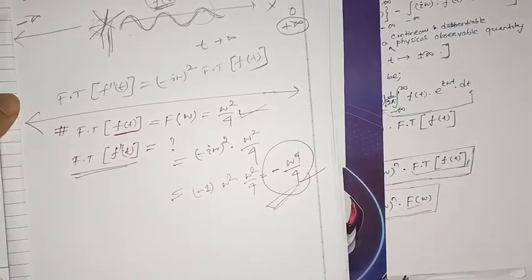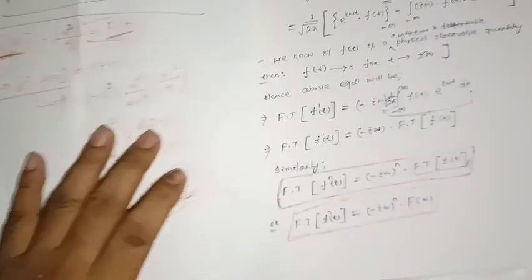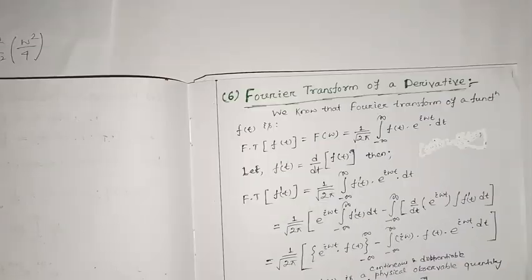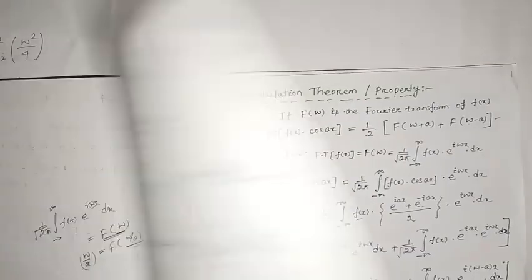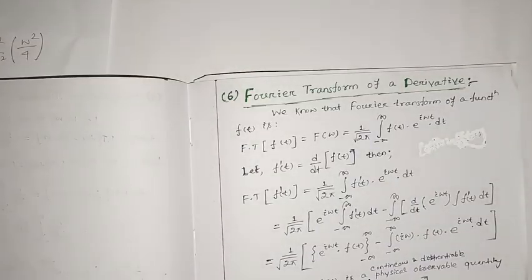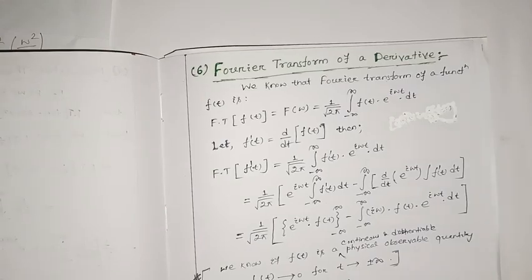Okay, this type of short question you will find in your exam. This is all about the basic 6 properties of Fourier transform. You go through that. All the properties are important for 2 to 3 marks. Based upon these properties, you can find short questions in your exam.